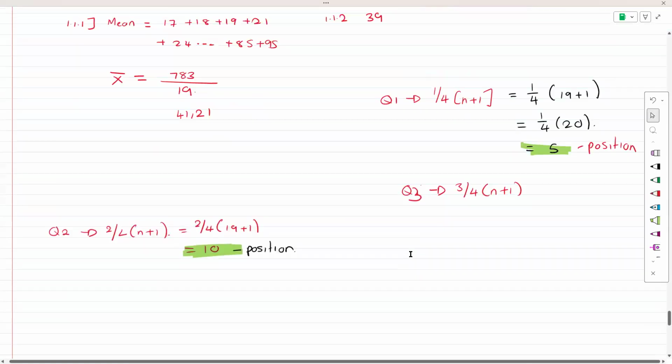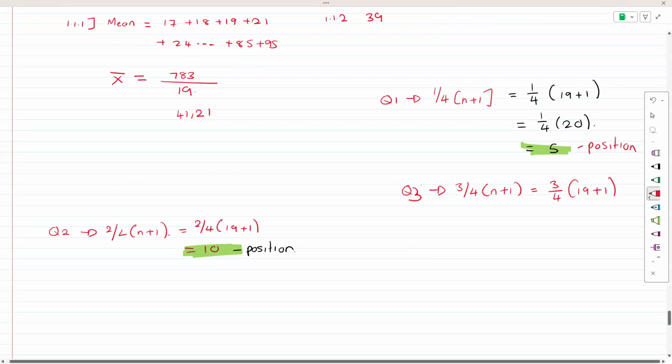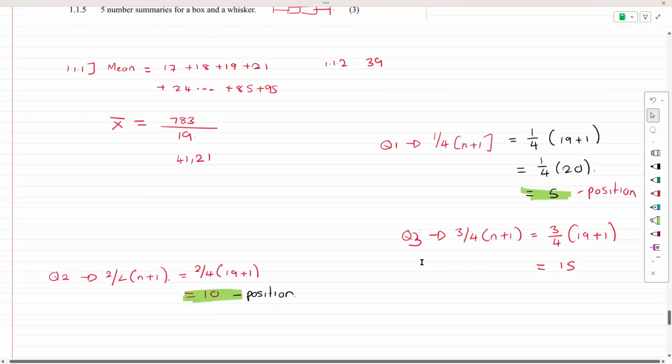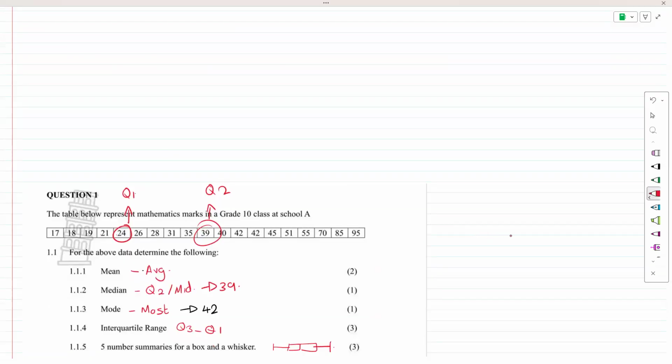Let's go into the formula again. This is 3/4 × (19 + 1). n is just the number, guys. That's here. So we have 19 marks. So this should be 15 if I'm not mistaken. And that's 10, 11, 12, 13, 14, 15.